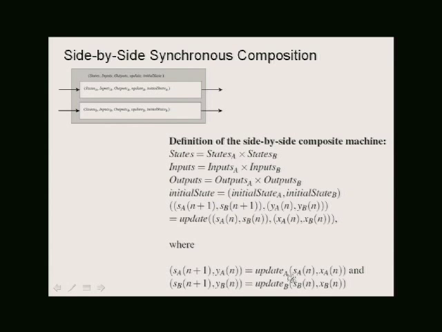So the key thing here is when you do side-by-side synchronous composition in this way, and the actors don't share inputs and they don't share outputs, then it's really simple. You just apply the individual update functions to actor A and actor B. Okay.